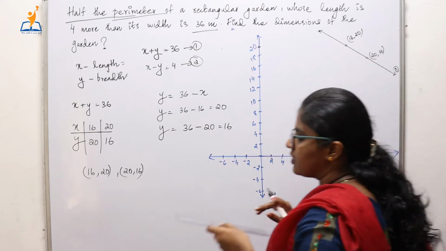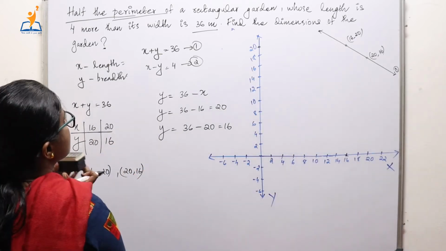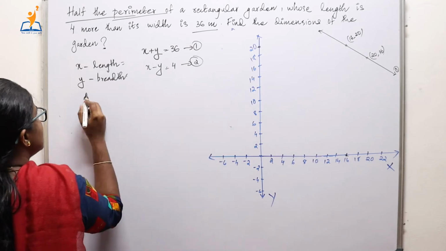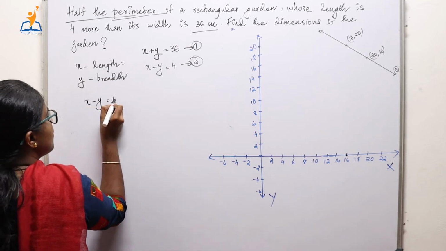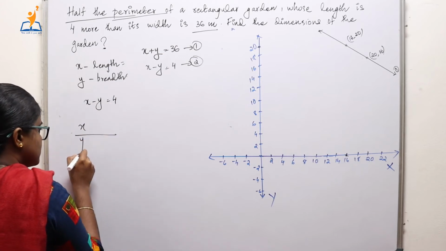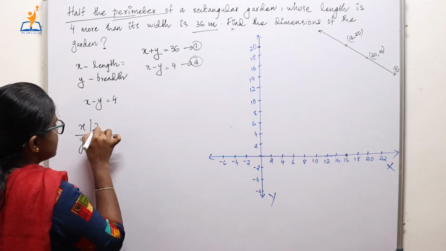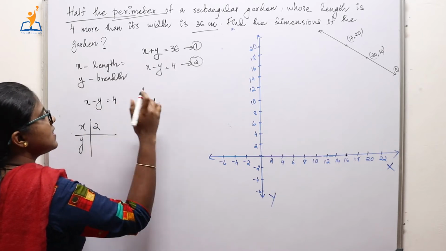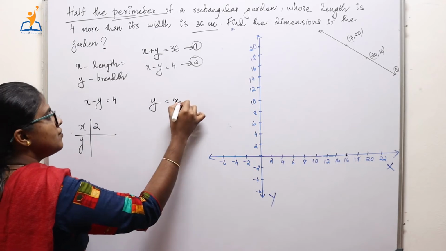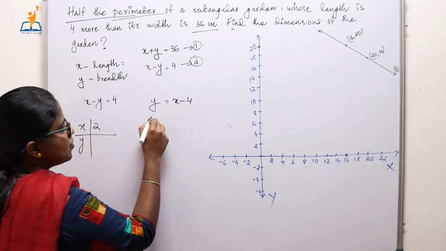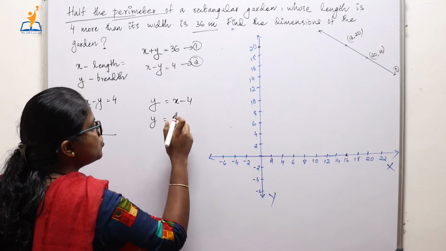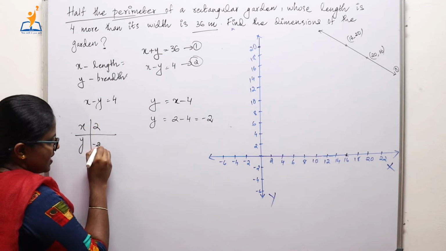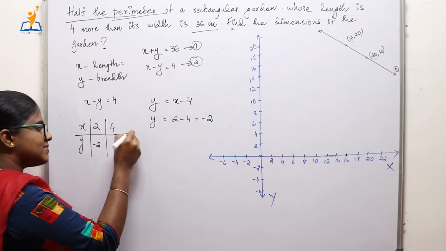Now we want to find the solution for equation number 2. For that, we are going to consider the solution set of equation number 2. For that, we have x minus y equals 4. From that, we will draw the solution table. First, let's put x is equal to 2. From here, we want to find the y value, that is y is nothing but x minus 4. So when x is equal to 2, we have y is equal to 2 minus 4, that is minus 2. So when x is equal to 2, we have y is equal to minus 2. Now let's put x is equal to 4.